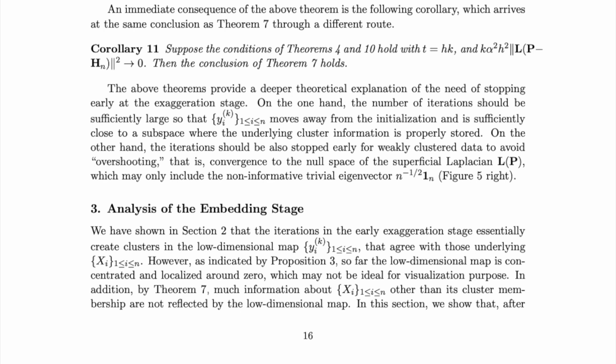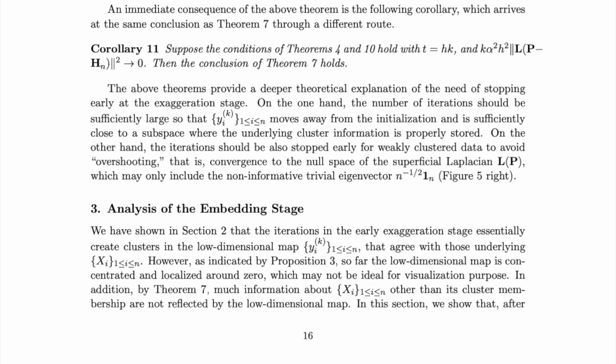Suppose the conditions of Theorems 4 and 10 hold with T = hk and k ≍ 1/h², at P − H_n² = 0. Then the conclusion of Theorem 7 holds. The above theorems provide a deeper theoretical explanation of the need of stopping early at the exaggeration stage.